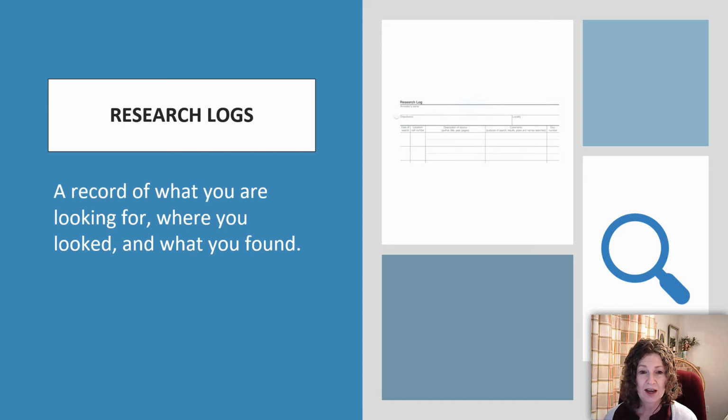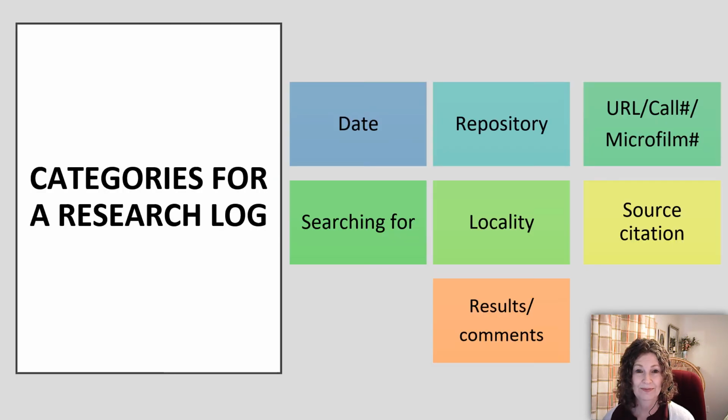A research log, by definition, is simply a record of what you're looking for, where you looked, and what you found. And your research log should be your best friend. This is where you can see everything at a glance that you've discovered. And I'm going to show you some examples for both documentary and genetic sources and entries in a research log.